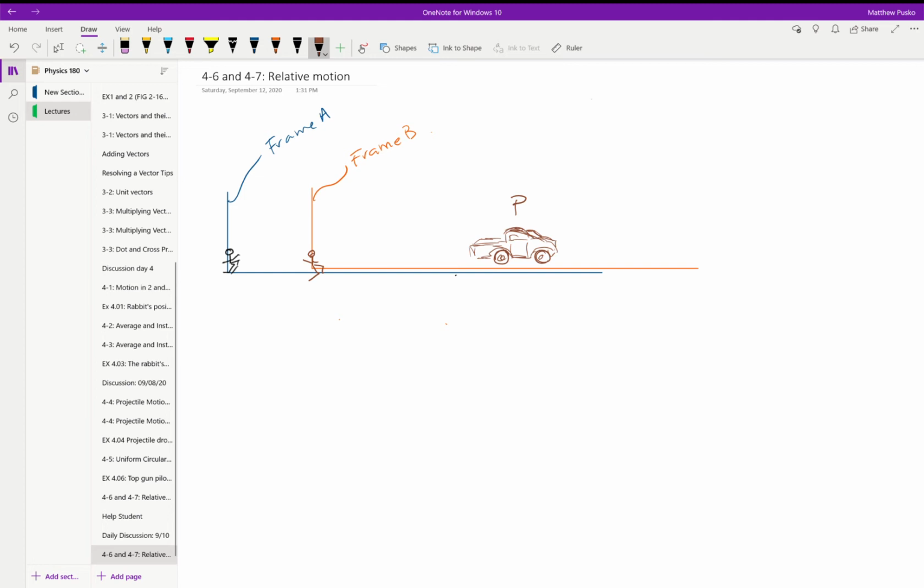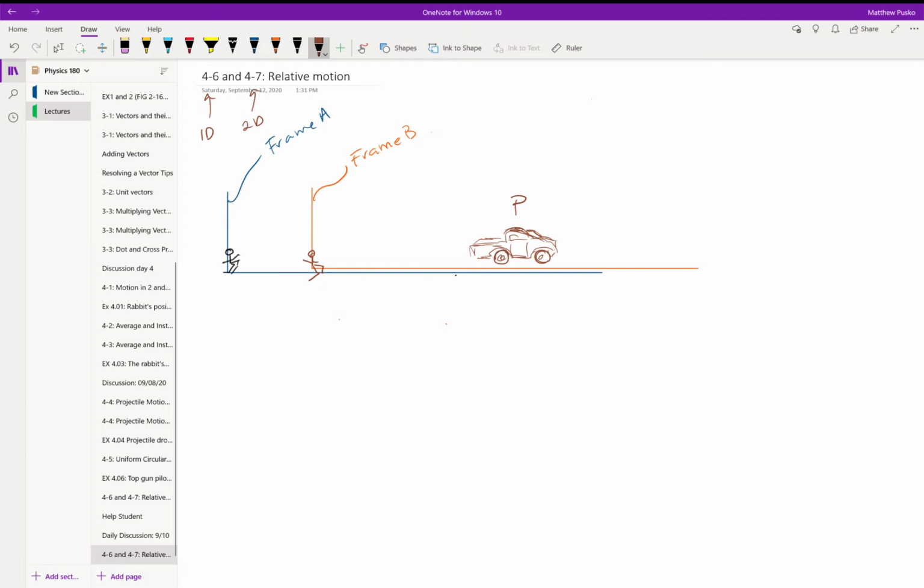Alright, let's talk about relative motion in 2 dimensions and in 1 dimension. In your book, you have 1-dimensional motion in 4-6 and 2-dimensional motion in 4-7, but we're going to put them together and make some sense of this. This is a phenomenon you observe all the time.